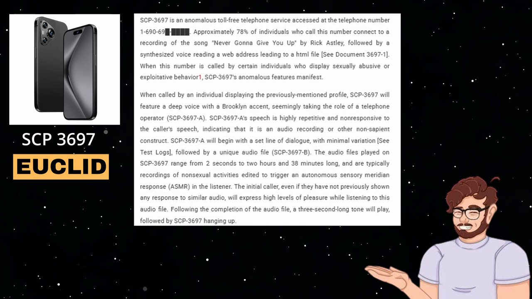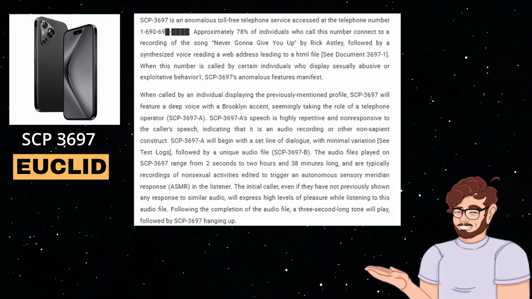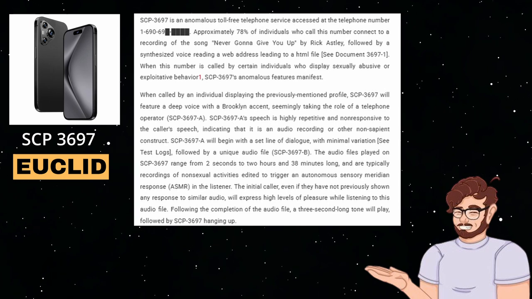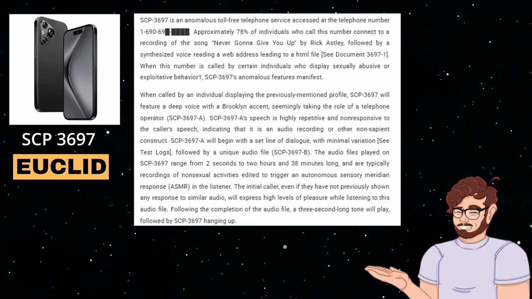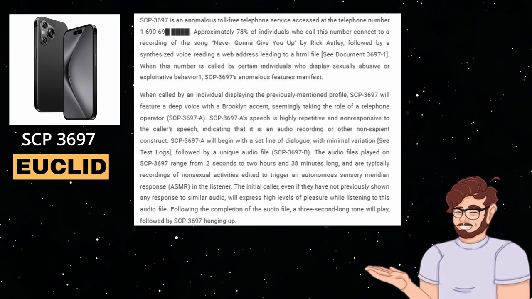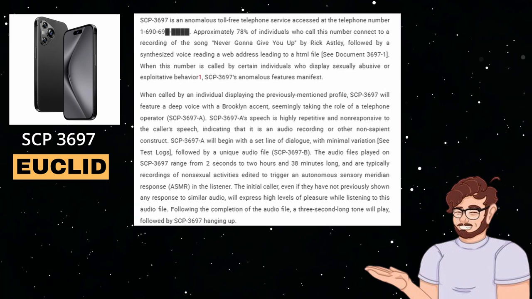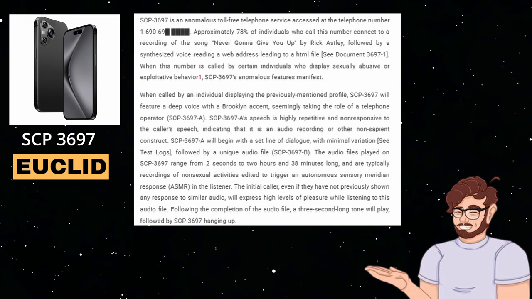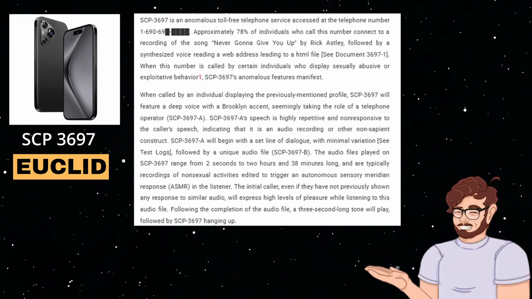3697A will begin with a set of dialogue with minimal variation, followed by a unique audio file designated 3697B. The audio files played on 3697 range from 2 seconds to 2 hours and 38 minutes long, and are typically recordings of non-sexual activities edited to trigger an autonomous sensory meridian response, ASMR, in the listener. The initial caller, even if they have not previously shown any response to similar audio, will express high levels of pleasure while listening to this audio file.